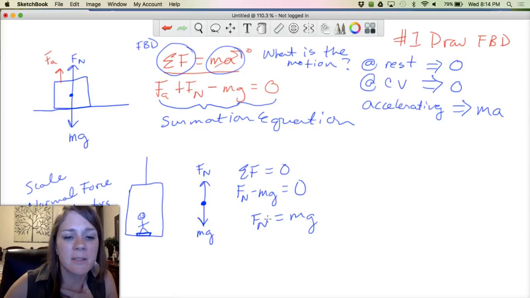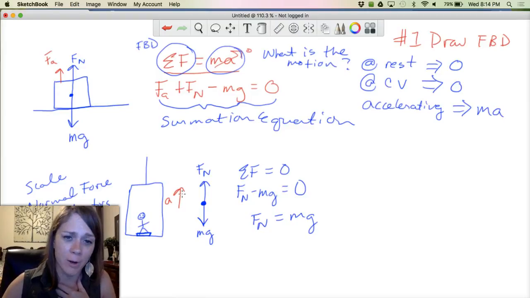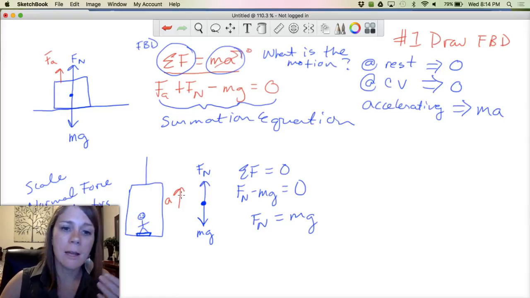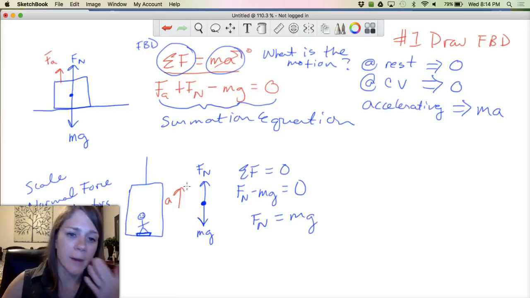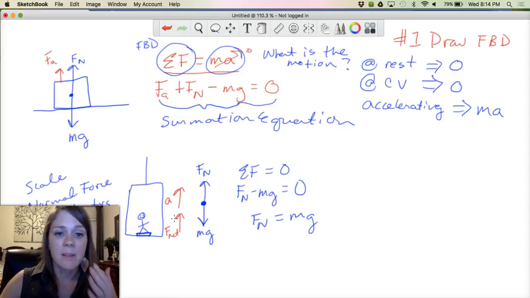But now let's say that this elevator starts to accelerate upwards. So we're going to have an upwards positive acceleration. Well, Newton's second law also tells us that if there's an acceleration, then there has to be a net force. There has to be an unbalanced force causing the object to accelerate. And what it also tells us is that the net force must always be in the same direction as the acceleration. So if the acceleration is up, then the net force is also up.